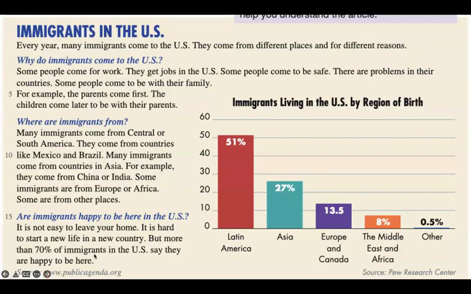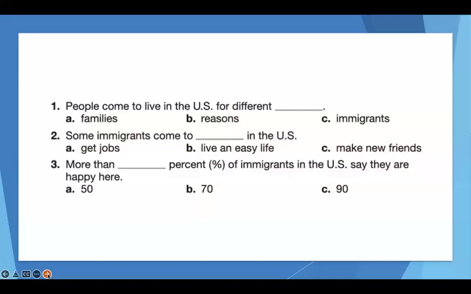All right, now I have a reading right here. There are 6 questions after the reading, so I am going to read them first so you know what to be thinking about when you are listening and reading along. Number 1, people come to live in the US for different A, families, B, reasons, or C, immigrants. 2, some immigrants come to A, get jobs, B, live an easy life, or C, make new friends in the US.